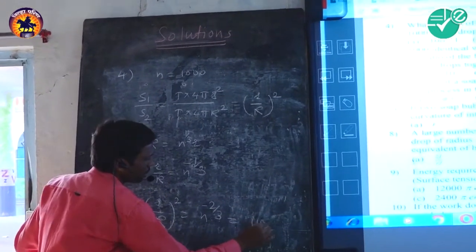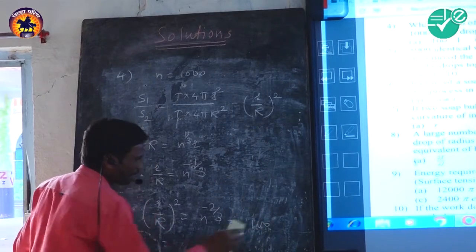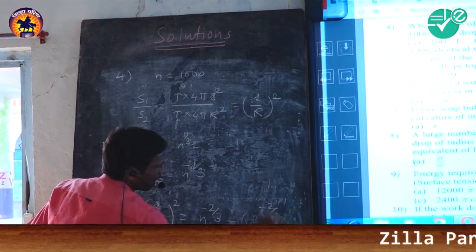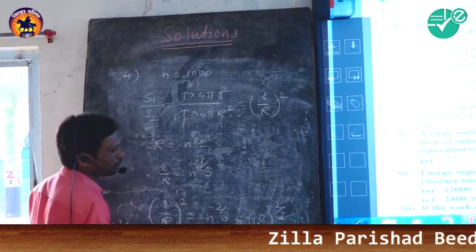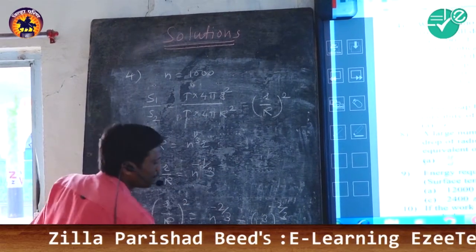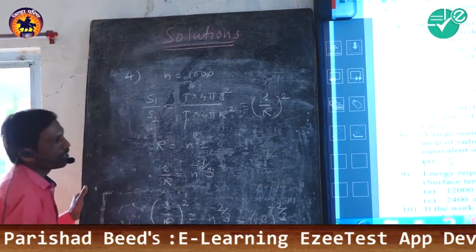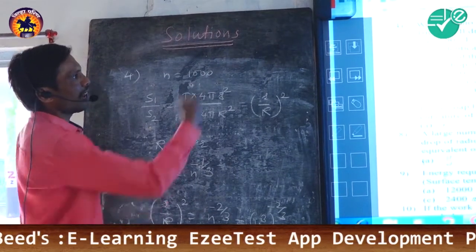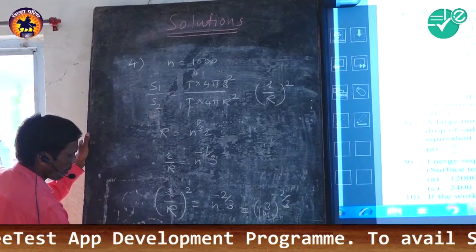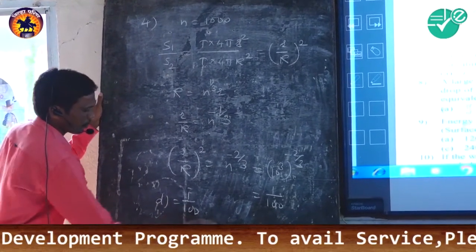which is equal to 1000 raised to -2/3. 1000 can be written as 10 raised to 3, raised to -2/3. The 3 gets cancelled, so 10 raised to -2 simply remains. It means it is 1 divided by 100. So the option is the last one, D, that is equal to 1 divided by 1000.